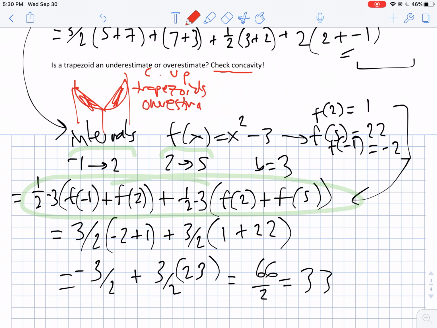So if it was increasing or decreasing, that told us if a left or right sum was an overestimate or underestimate. With the second derivative, we care about concavity. If it's concave down, the opposite is true, right? If we have a concave down function and we draw a couple trapezoids here, we can see it's going to be an underestimate, right? It misses this area right above. Okay, so that's trapezoids. Again, make sure you know this setup, the 1/2 base times height 1 plus height 2.